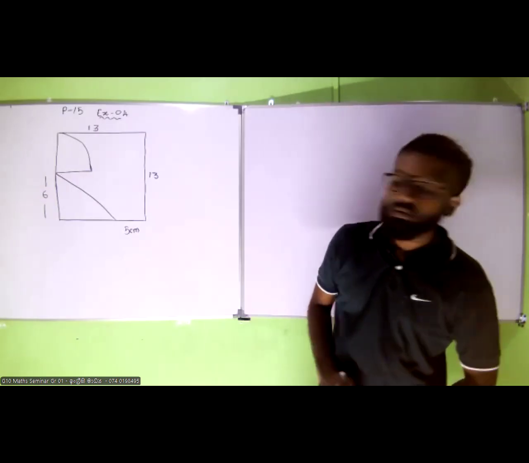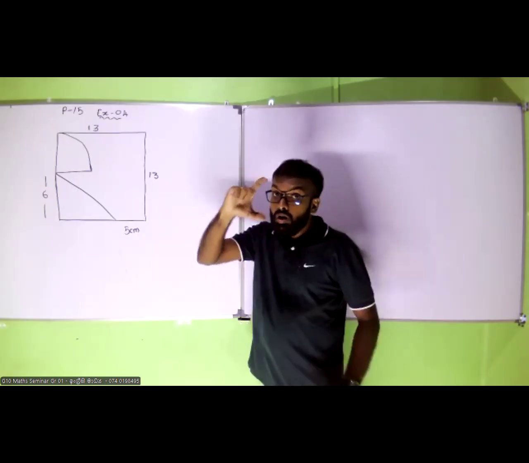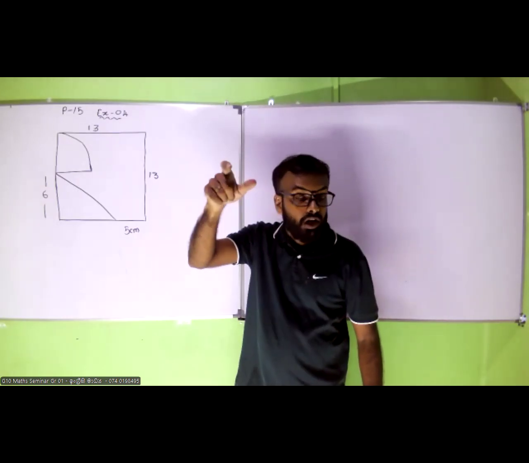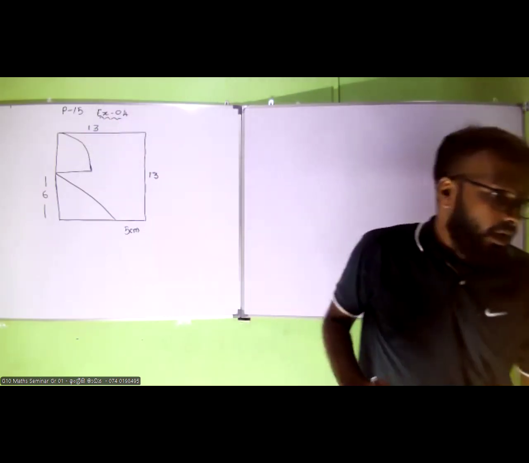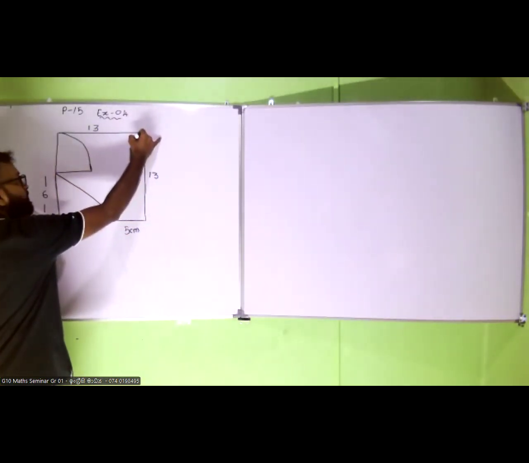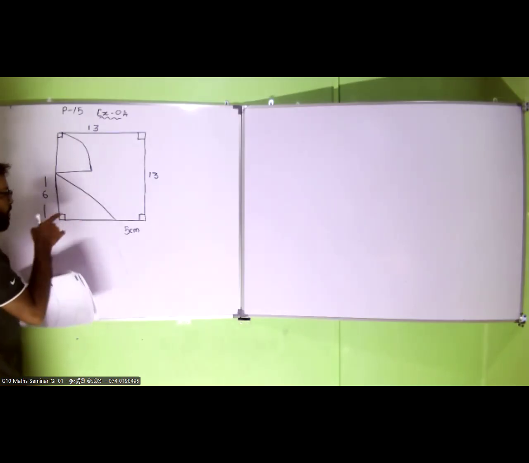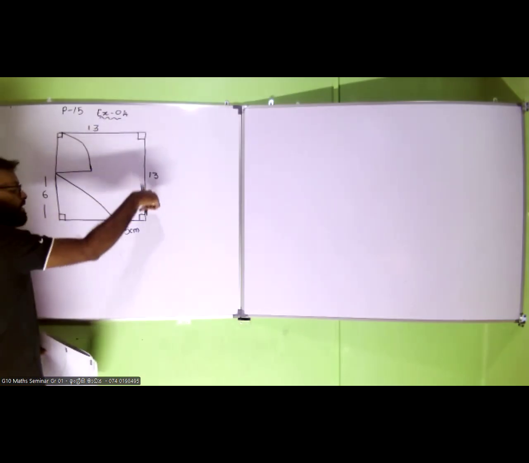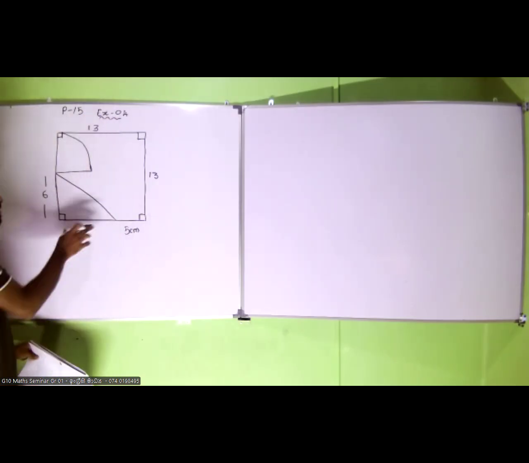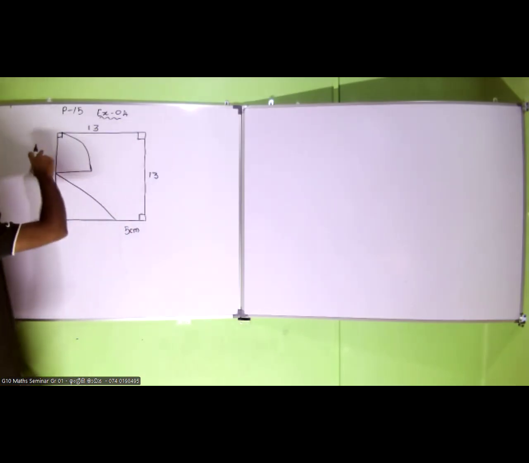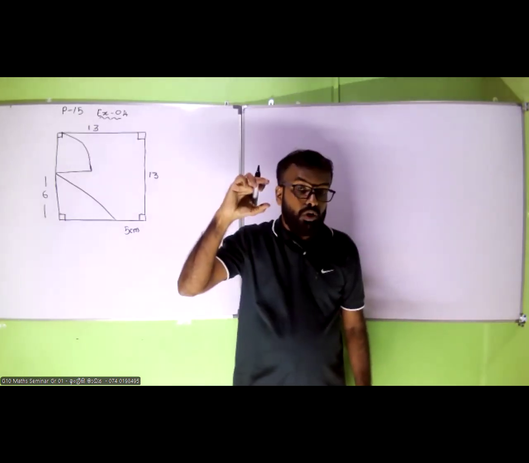Also, you can see they have given this length 13 centimeters and this length 13 centimeters. That is the only data that you have, so that you can understand this is a square. Because of these lengths, this is a right angle triangle again, and this small length is 5 centimeters. If this is 13 centimeters, you can find this length, and if this length is 6 centimeters, you can find this length as well.